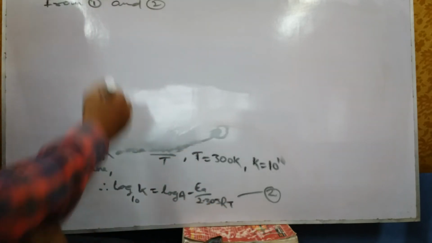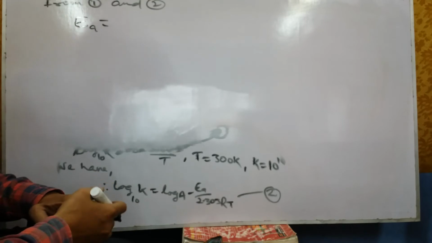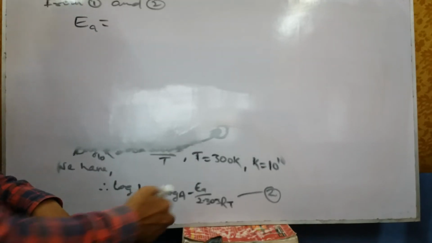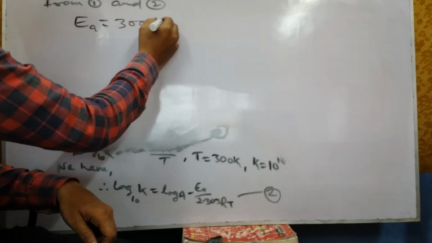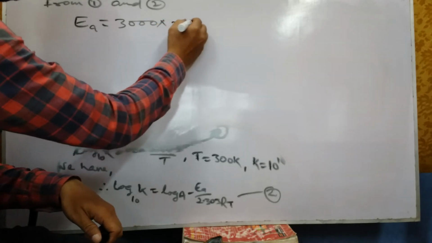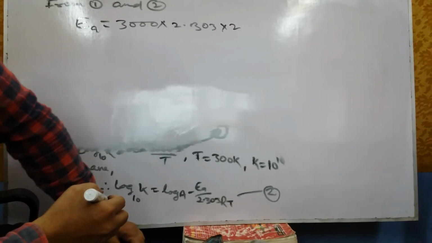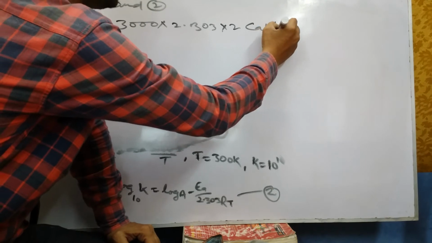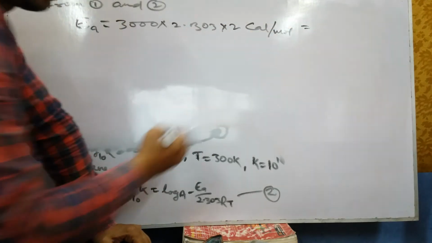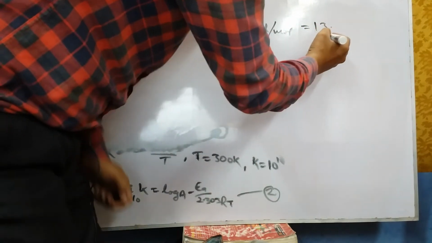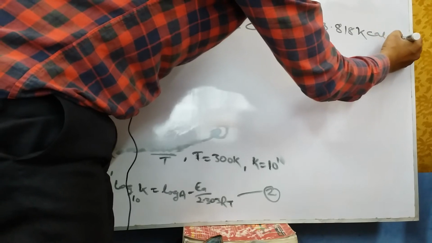From the first and second equation, activation energy is equal to 3000 into 2.303 into 2 calories per Kelvin per mole, after removing T and putting the value of R. It will be equal to 13.818 kilocalorie per mole.